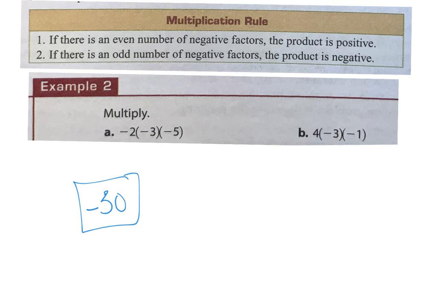Look at this B. How many negatives do I have? 2. So is my answer going to be positive or negative? Positive. It's going to be positive. 4 times 3 times 1 is 12. So my answer is 12.